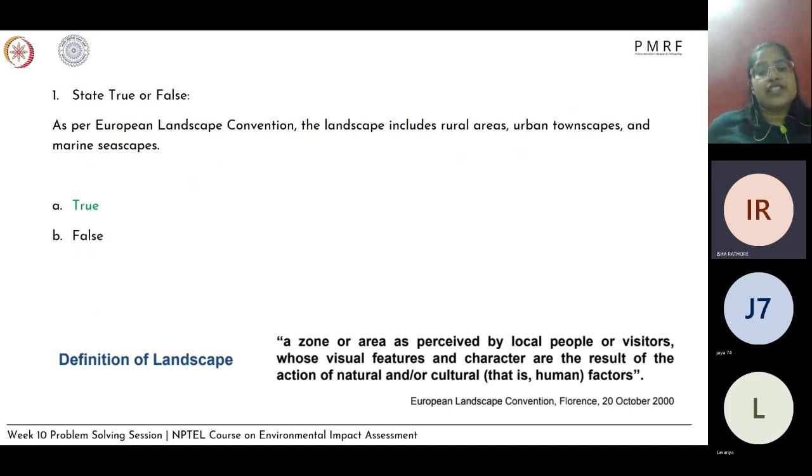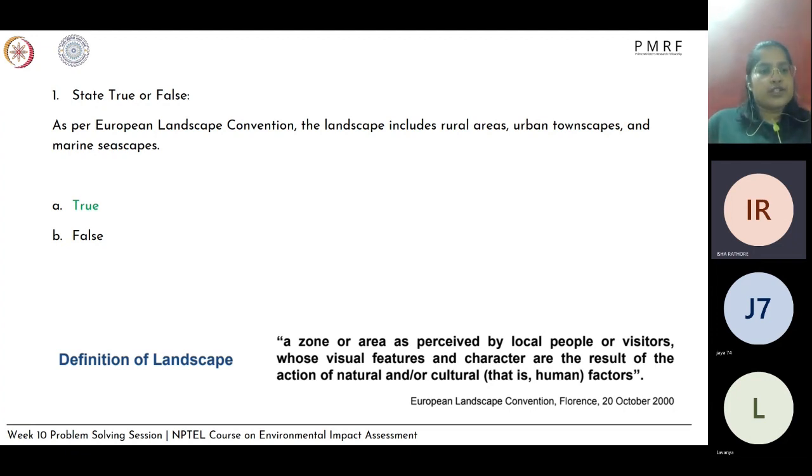Okay, so as per the definition of landscape, it is defined as a zone or area as perceived by local people or visitors, whose visual features and characters are the result of actions of natural or cultural, that is human factors. So rural areas are natural settings, urban townscapes are human-based constructions, but they have very significant characteristics, and marine seascapes again have significant characteristics. So these are all examples of landscapes. So the statement was true. So the correct answer is A.